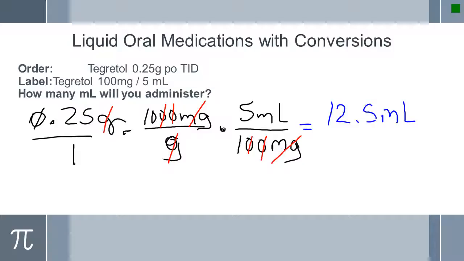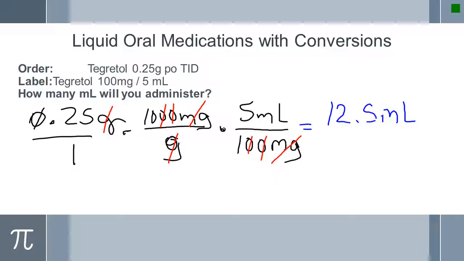So let's try another one. I want to make sure that y'all get this. This one looks a little different because we have the milliliters, but we also have the conversion in here. So our first one, we have Tegretol, which is 0.25 grams by itself. Then we know that we have milligrams on the next one. So I want to put my conversion in here.